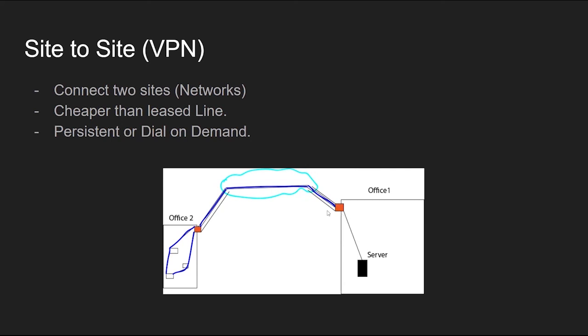So these are two different kinds of VPNs, and in the next lecture we will look at what protocols are used in VPNs, because VPN is not a protocol on its own. It relies on a lot of different protocols, so we need to take a closer look at how this entire encryption technique is actually utilized by the VPN service.